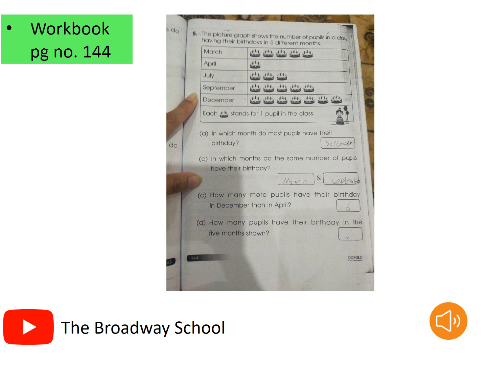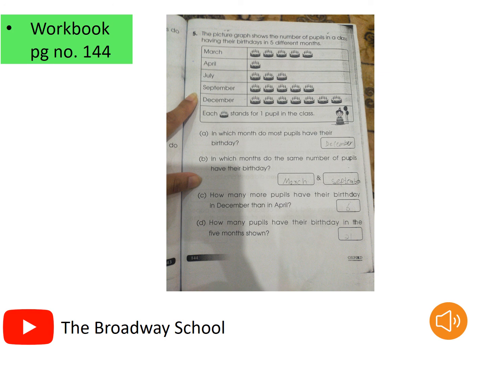Page number 144. Number 5. The picture graph shows the number of pupils in a class having their birthdays in 5 different months. In March, you can see 5 cakes are over here. April 1, July 3, September 5, December 7. So each cake stands for 1 pupil in the class.